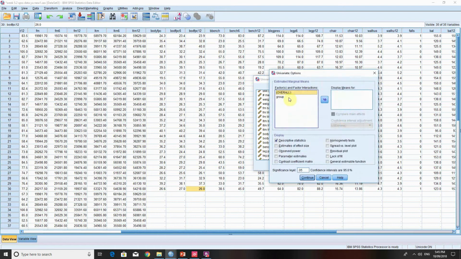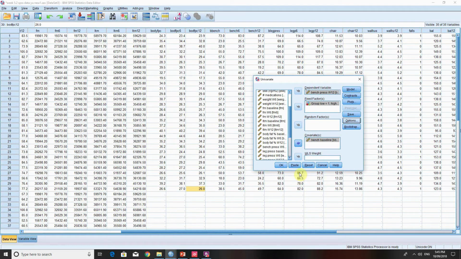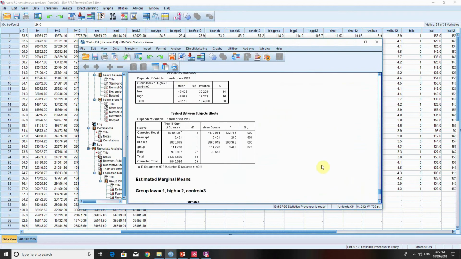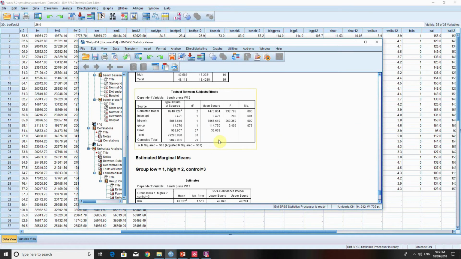I can then go to options and put group in the display means for box, compare the main effects, and click Bonferroni. I can press continue and then go OK. And so there's two main things that you need to interpret from this output.